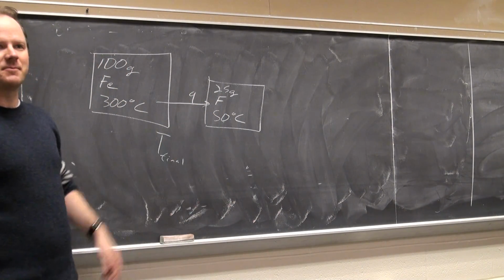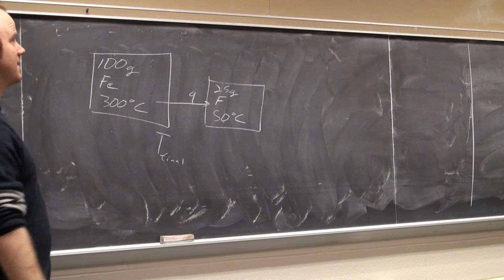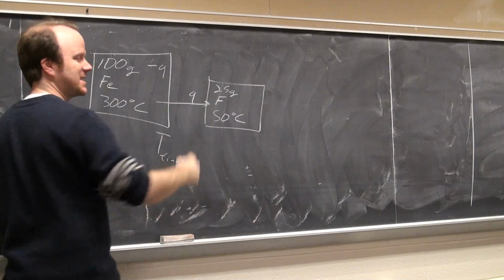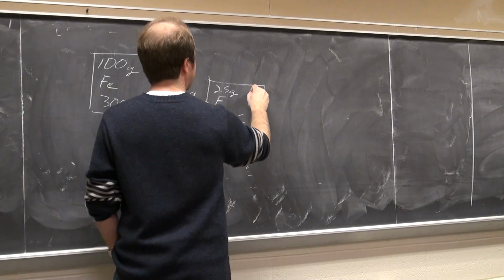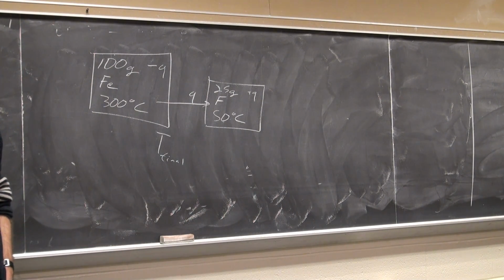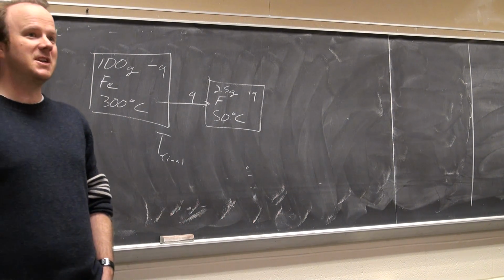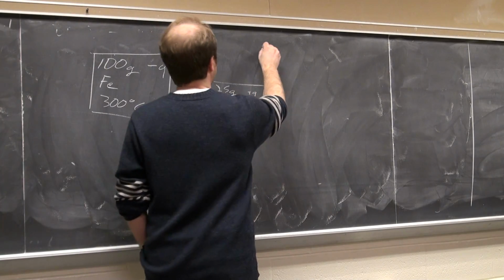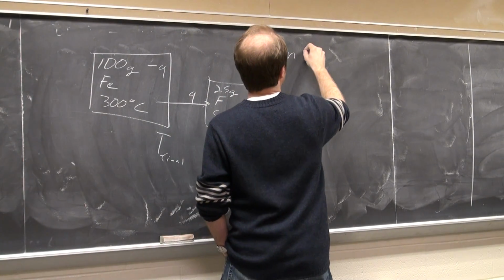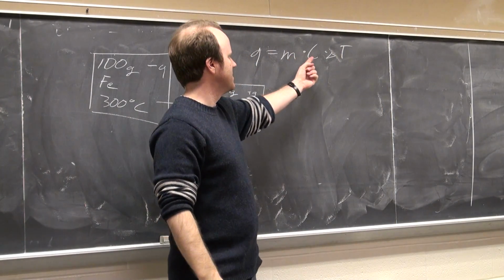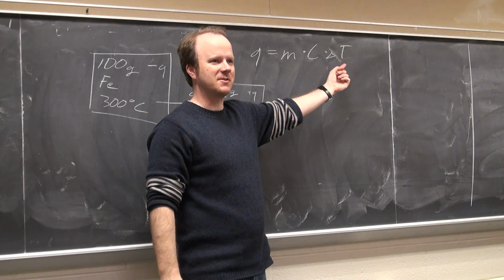Q going out of something is positive or negative? There's negative Q here. Q going into something is? Are these numbers equal? Yeah, they're going to be equal, right? So all we need to do is figure out the Q. So how do we figure out a Q when there's a temperature change? What do we need to know? Q is M times C times delta T. Mass, heat capacity, change in temperature.